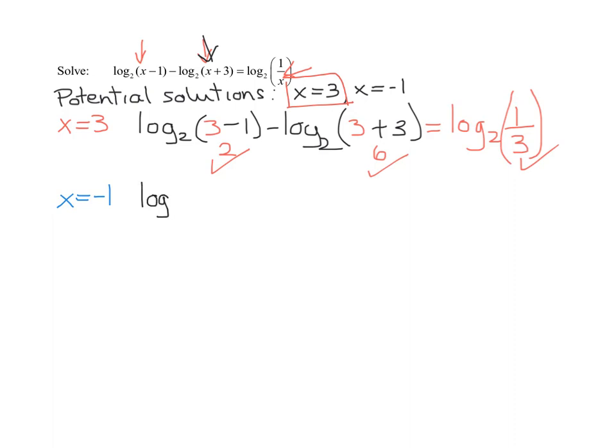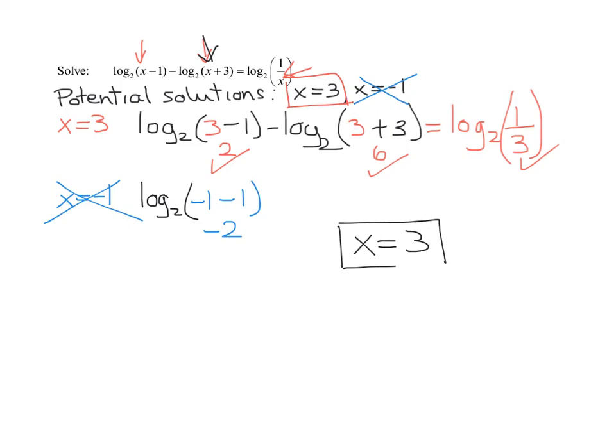So log to the base 2 of -1 minus 1. Well, -1 minus 1 is -2. It's not possible to take the log of a negative number. That means x equals -1 is an extraneous solution. So this equation only has one solution, and that is x equals 3.